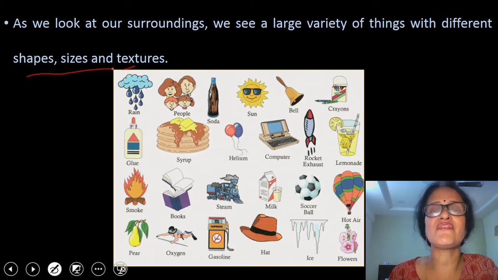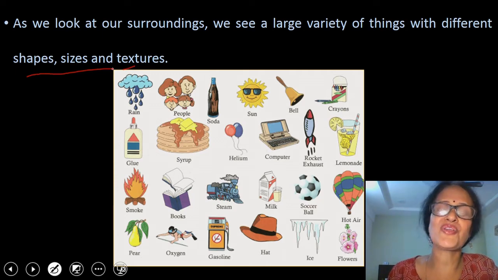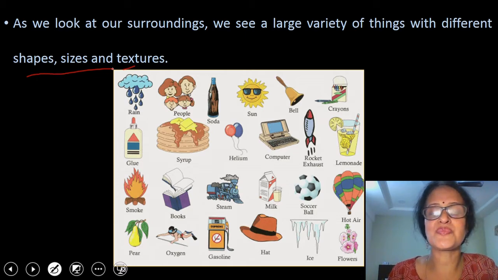But one thing every object has common. What is the thing which is common in all these objects? The thing which is common in all objects is that they all have mass and all of them occupy space. So we can say that all these objects have mass and volume.